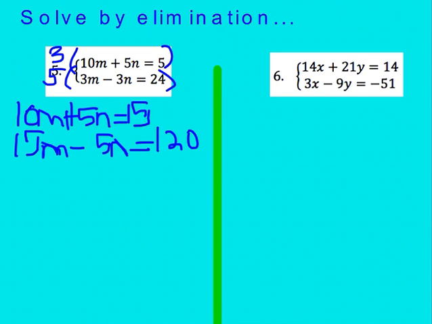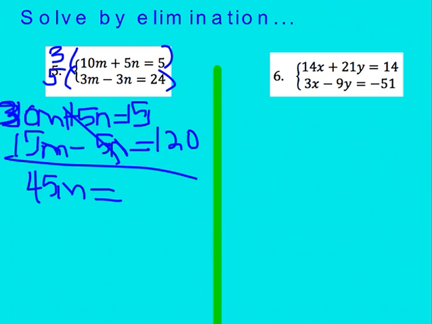Okay, so now I notice that my n's are going to cancel out. Well, 10m plus 10m, oh, that should be 30m. I forgot to multiply that by 3, I apologize. 30m plus 15m is going to give me 45m. And then 15 plus 120, well, that's going to give me 135. So I'm going to go ahead and divide both sides by 45.